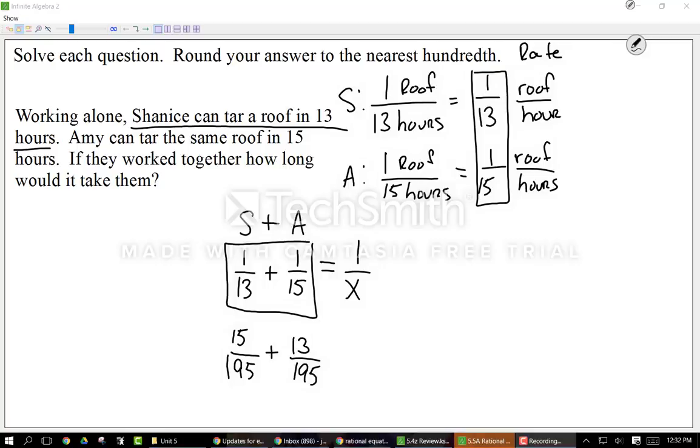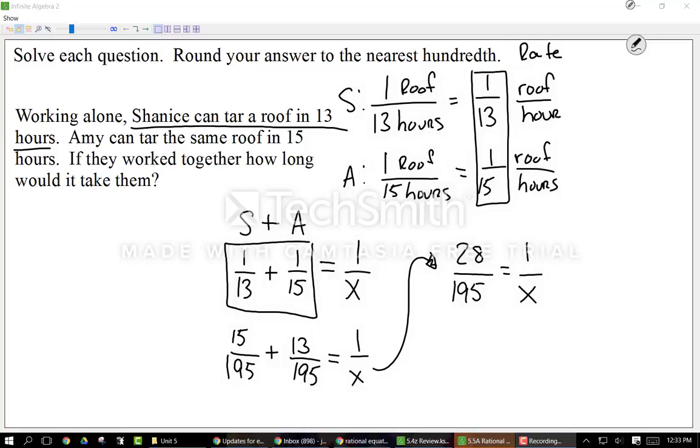Again, I have the plus in front, or in the middle of them, and then equals 1 over x. So remember, when I add fractions with common denominators, which is 195, I add the numerators, so I get 28 over 195, and the common denominator stays the same. Okay, well, I want to solve for x. How do we do that? Well, here's how you do that.